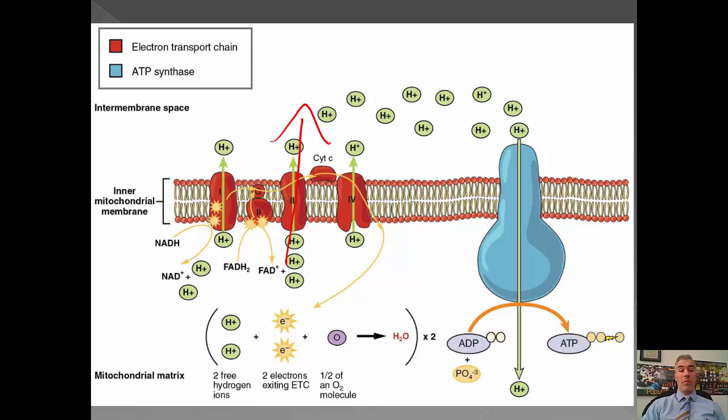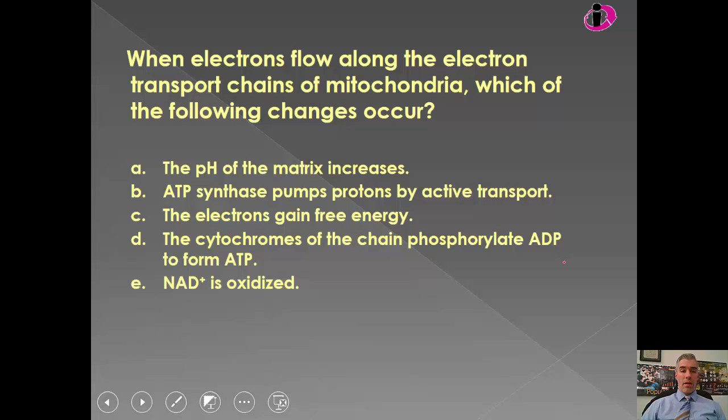What's that doing to the inner membrane space? It's lowering the pH. What's that doing to the matrix? It is raising the pH. So that answer makes sense. So far, so good. We have an answer to that. But let's check the other ones real quick. The ATP synthase pumps protons by active transport. That is not what the ATP synthase does. Hydrogen ions or protons flow through it with the concentration gradient and causing it to spin, generating ATP.